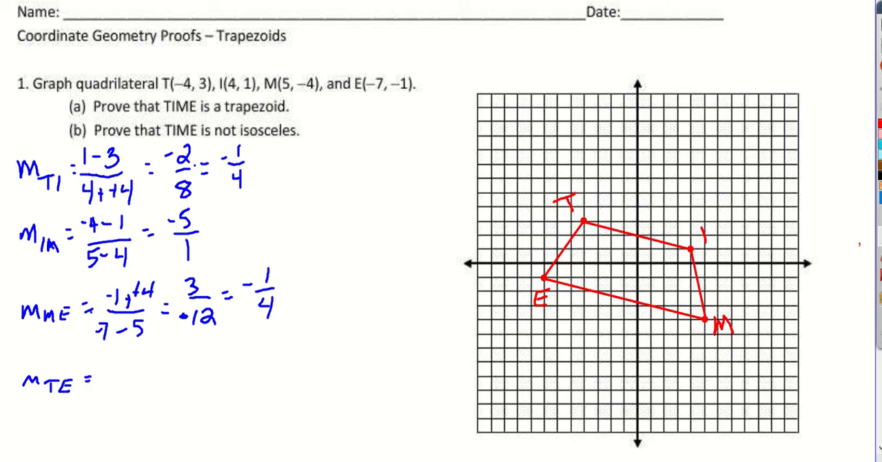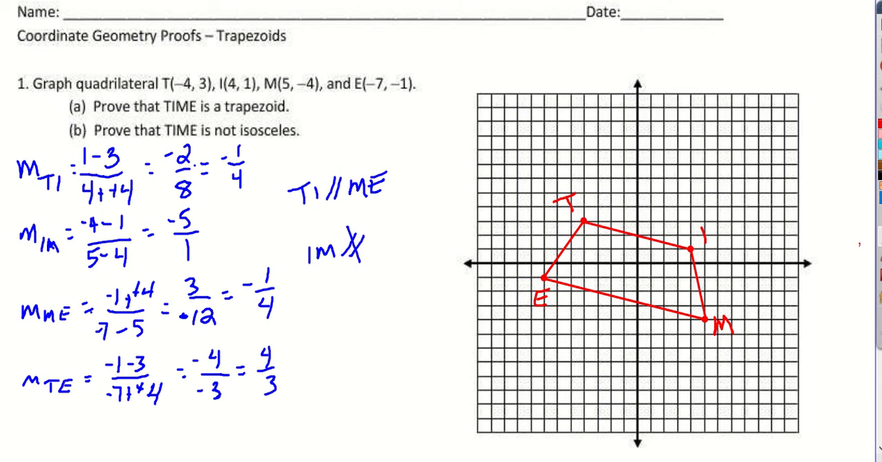Okay, and then the slope for the last one is going to be TE. We do the same thing here. Starting with E, the y coordinate is negative 1, minus the y of T, which is 3. And then x2 from E is negative 7, minus x1 from T, which is minus a negative 4. This is going to be plus a positive here. So I'm going to get negative 4 over negative 3, which is positive 4/3. So we have two lines that are parallel, two that are not. So TI is parallel to ME, and we know that IM is not parallel to TE.